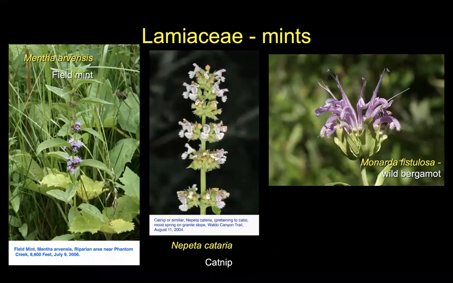Okay, so another one of these families where we have lots of invasives as well as lots of high quality natives. So here is field mint, the true mint we have in Colorado. Here is catnip, which is kind of weedy that moves around. One of my favorite, the wild bergamot with these very bilabiate large flowers.